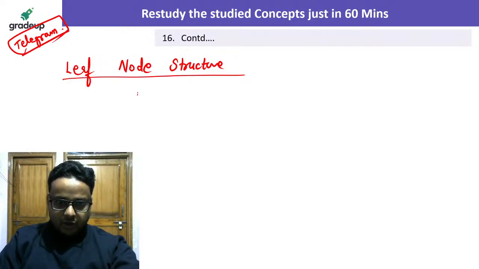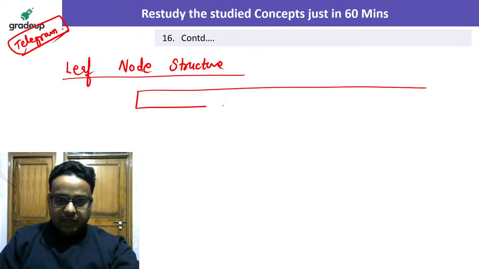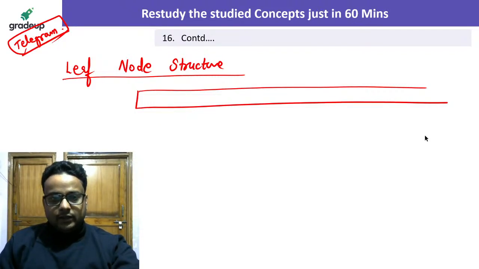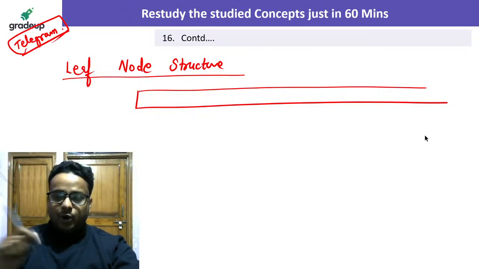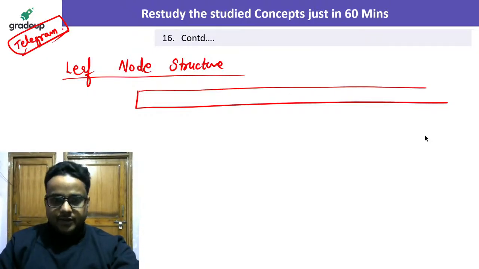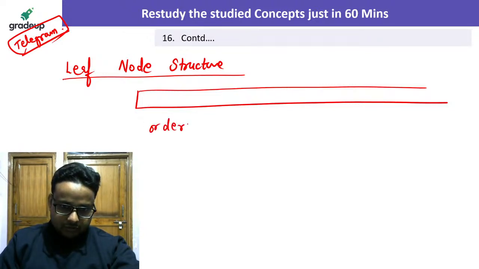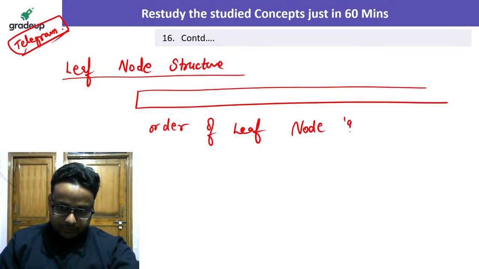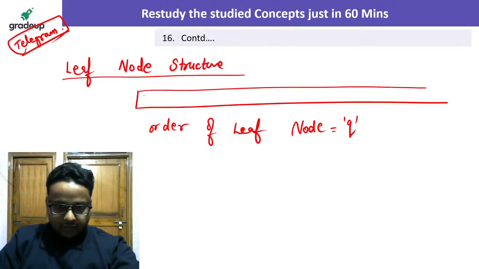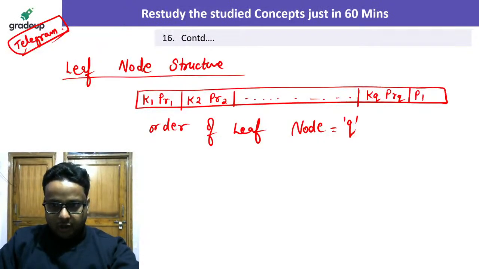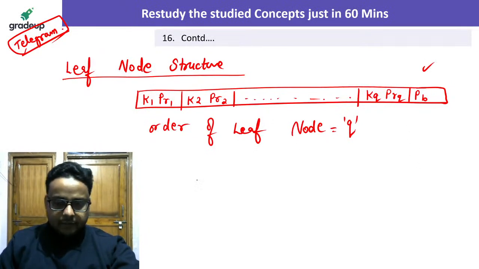Leaf node structure we are talking. So basically the leaf node will contain the record pointer but not the block pointer. Only one block pointer will be there at the end. So for example, if I take the order of the leaf node as q, it will be key 1 and record pointer 1, key 2 and so on, and at the end only one block pointer, right?